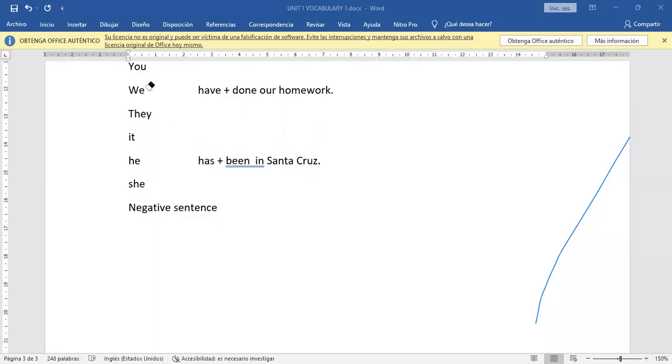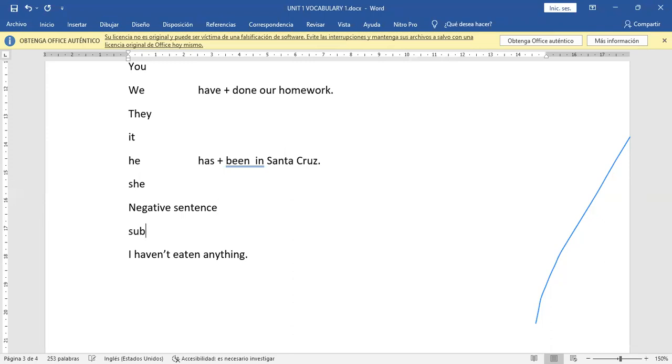Okay. Negative sentence. No he comido nada. ¿Quién? Yo. I haven't. He comido. Auxiliary have plus not. Have not, contraction: haven't. Past participle: eaten. I haven't eaten anything.